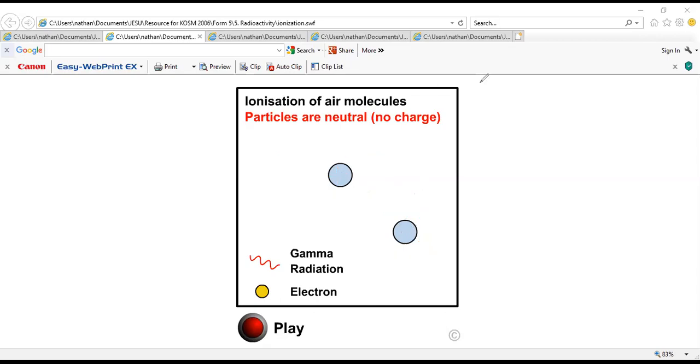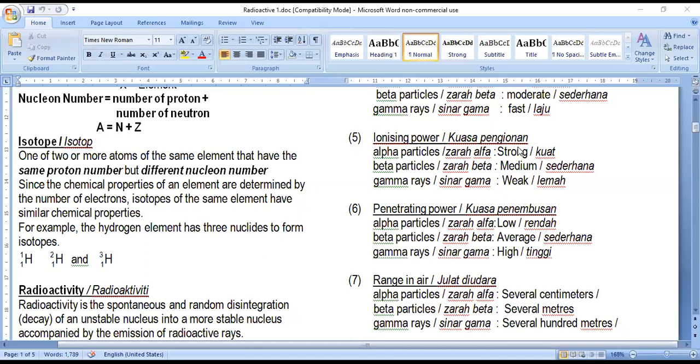Now, in terms of ionizing power, that means the ability to make ions, you will see that alpha has the strongest ionizing power, because it has bigger mass so the impact is more. Beta has medium, and gamma has the weakest ionizing power. Now, in terms of penetrating power, alpha will be the lowest, gamma will be the highest. Why is alpha's penetrating power less? Because most of the energy is used for ionization just now.